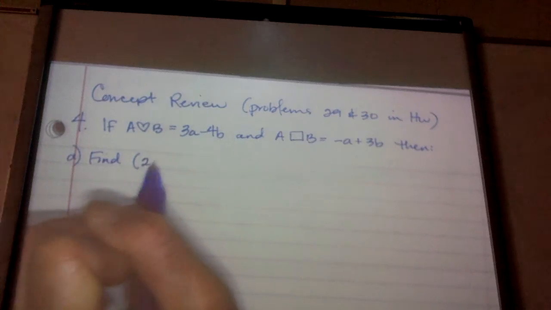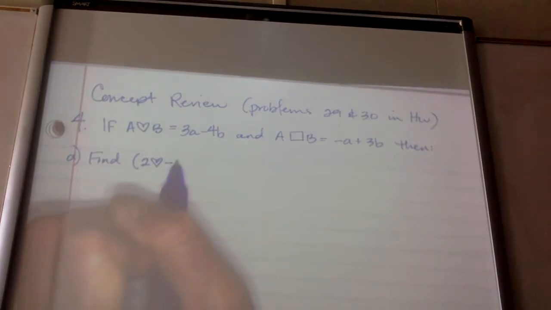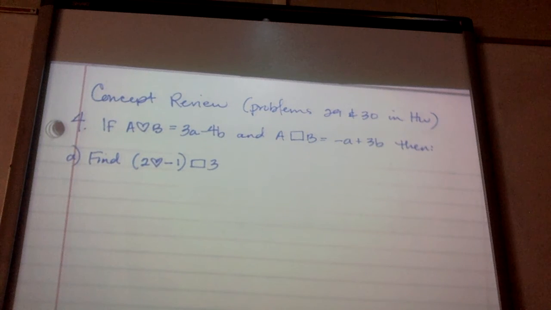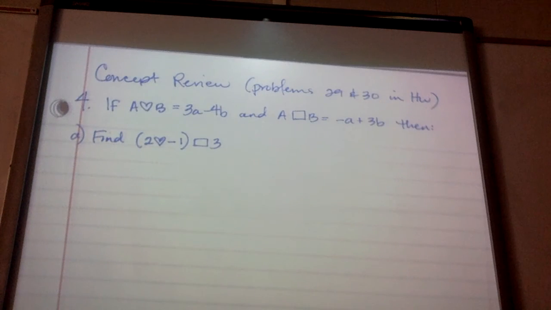Find 2 heart minus 1 rectangle 3. Right? Looks crazy. So what this is saying, we're going to be plugging numbers in for A and B. Really, that's all it is. And the shape tells you which function. Now, we need to start with parentheses.